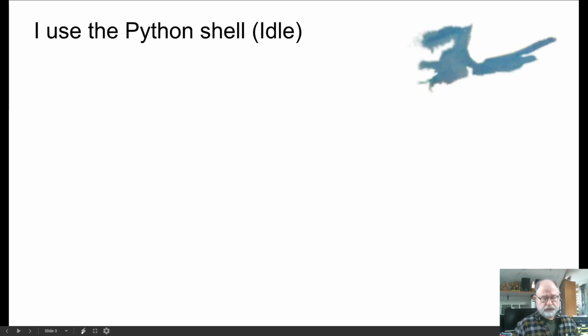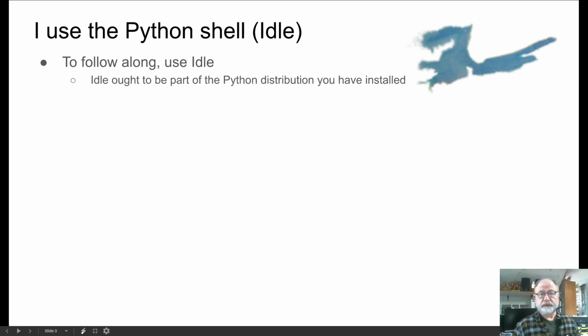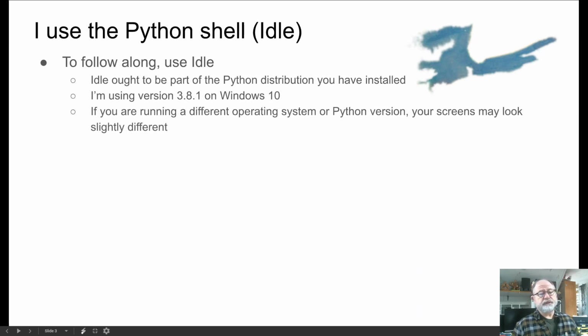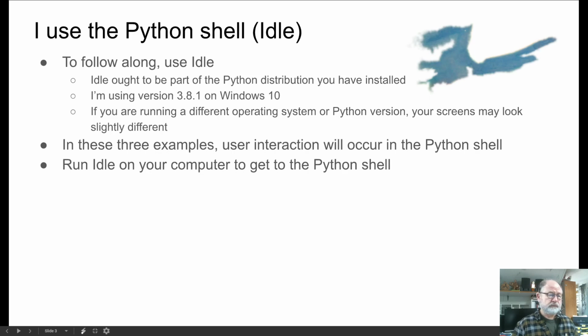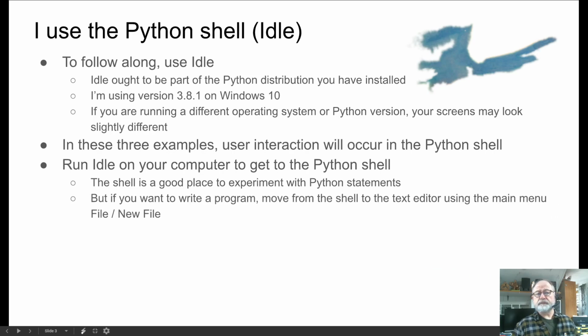So here we go. In this video and in all my videos, I'll use the Python shell IDLE to demonstrate my code. And IDLE ought to be part of the Python distribution you've installed. I'll be using 3.8.1 running on Windows 10. And if your system is different, your Windows might look slightly different. In the three examples I'm going to show, it's all about the user interaction, providing a prompt, getting a response.